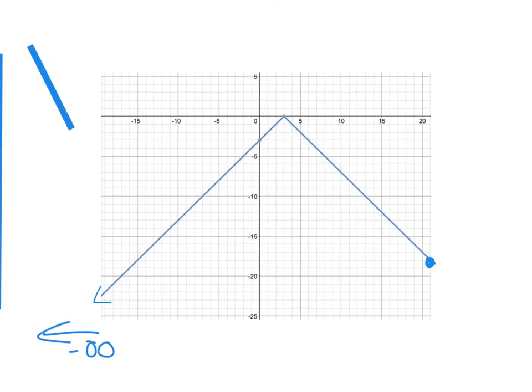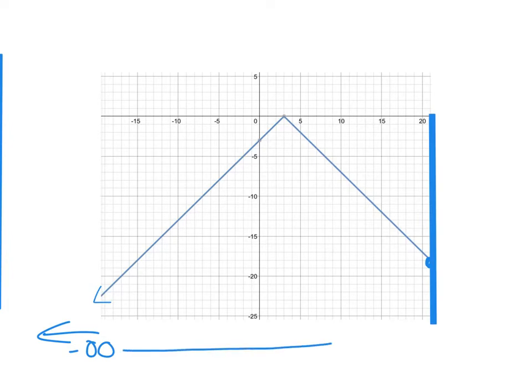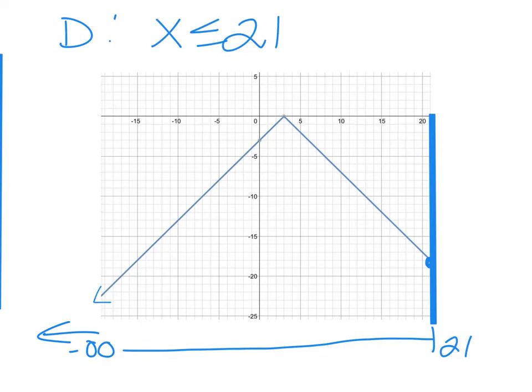Now if I think about where do I stop putting my x's? Well, okay, I'm still touching, and then I get to here. Notice that there's a circle there, so there's no arrow, so it stops. So I can see that my x values go all the way left to negative infinity, and they come all the way here, and they stop at 21. So my domain are all the x values that are less than or equal to 21.